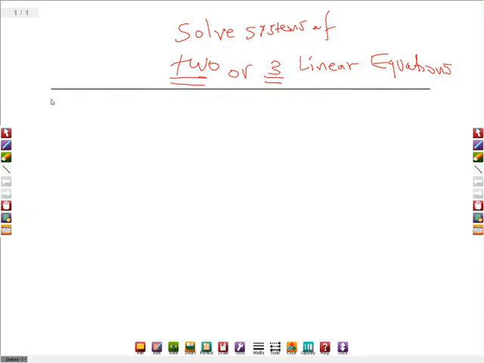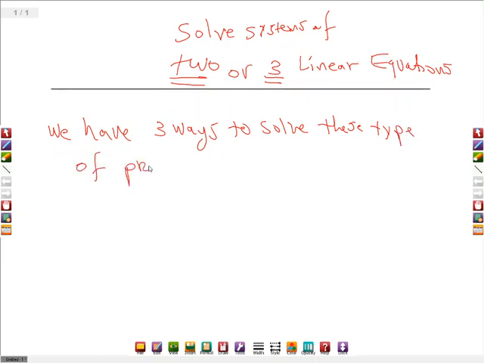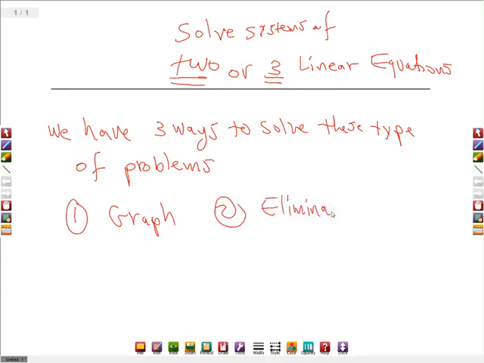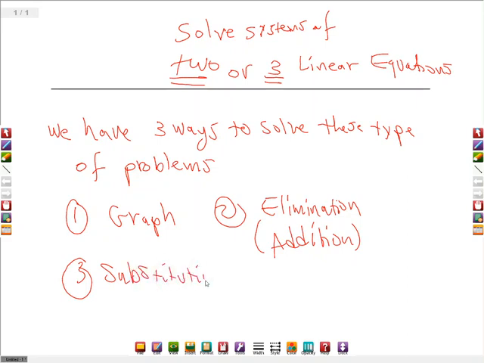Okay. We have three ways to solve this type of problem. One, graph. Two, elimination. Some books call it addition. Three, substitution.